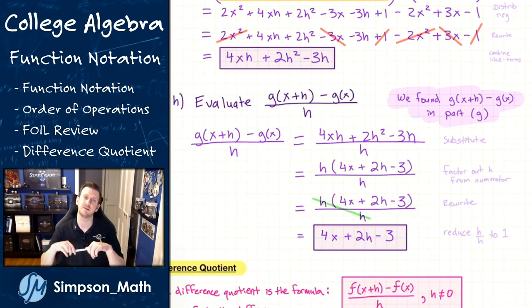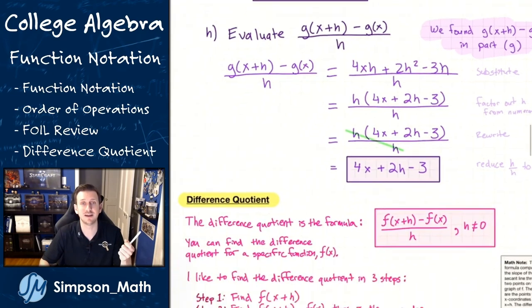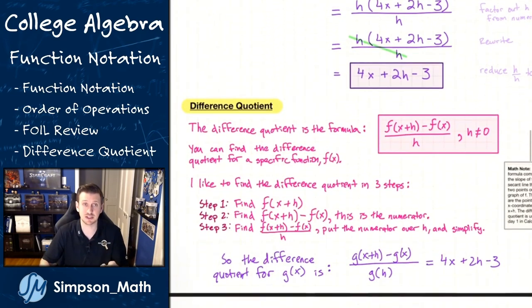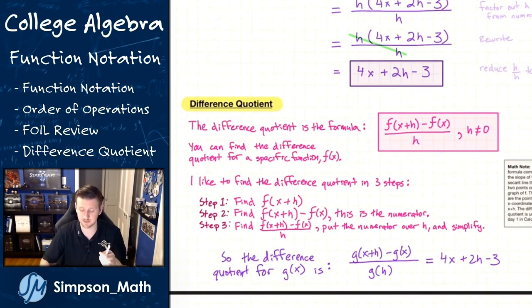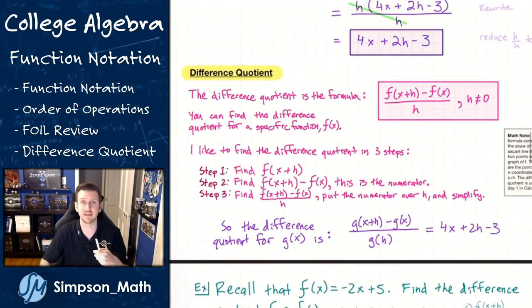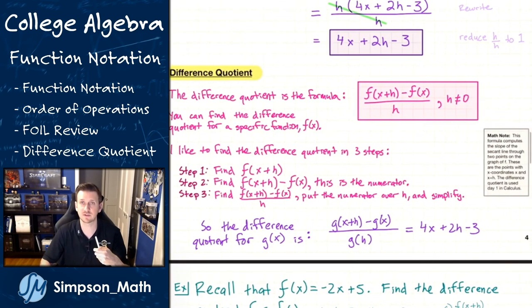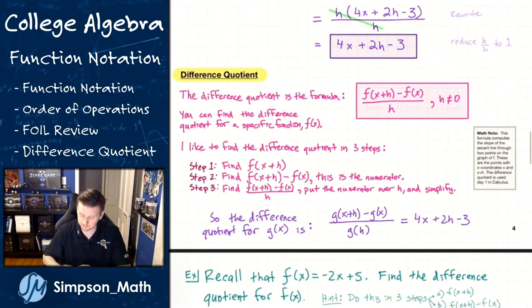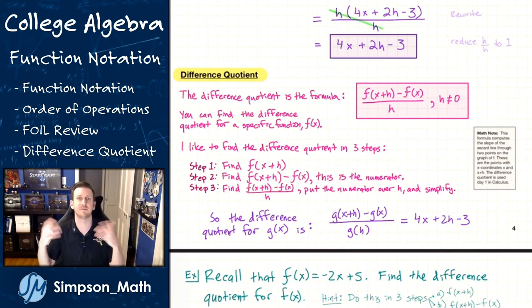Now you might be saying to yourself, come now, Mr. Leach, what's all this mess for? I'm glad you asked. This thing is called the difference quotient. You just did it, right? Those three steps, you just performed what's called the difference quotient. So the difference quotient is this formula. It is f of x plus h minus f of x, divided by h, with just a technical note that h is not 0.